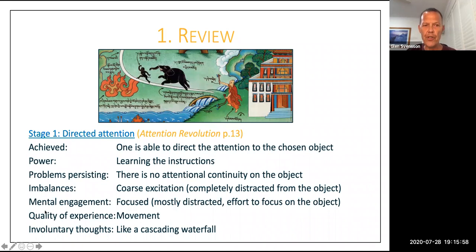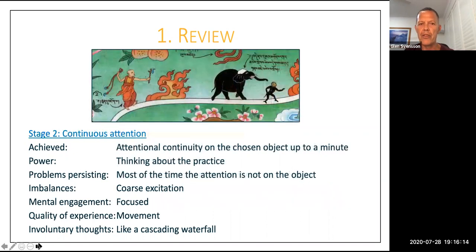So that's the first stage of directed attention, where we can barely focus on the object and we're distracted for long, long periods of time. But if we keep applying effort, we go around the corner, the bend in the road, through the next power of reflection, thinking about the practice, we can get to stage 2, continuous attention. So what we achieve here is now we have some continuity on the object for up to a minute or two.